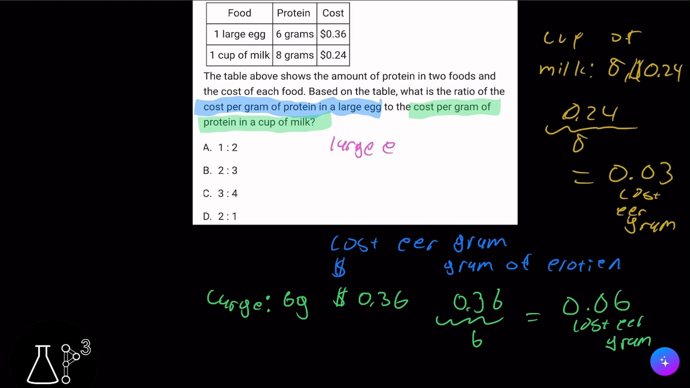to 1 cup of milk. So per cup of milk, and both cost per gram. And the cost per gram for an egg, sorry, is 0.06. So it costs per gram. So let me rewrite that. That was my mistake with the measurements.